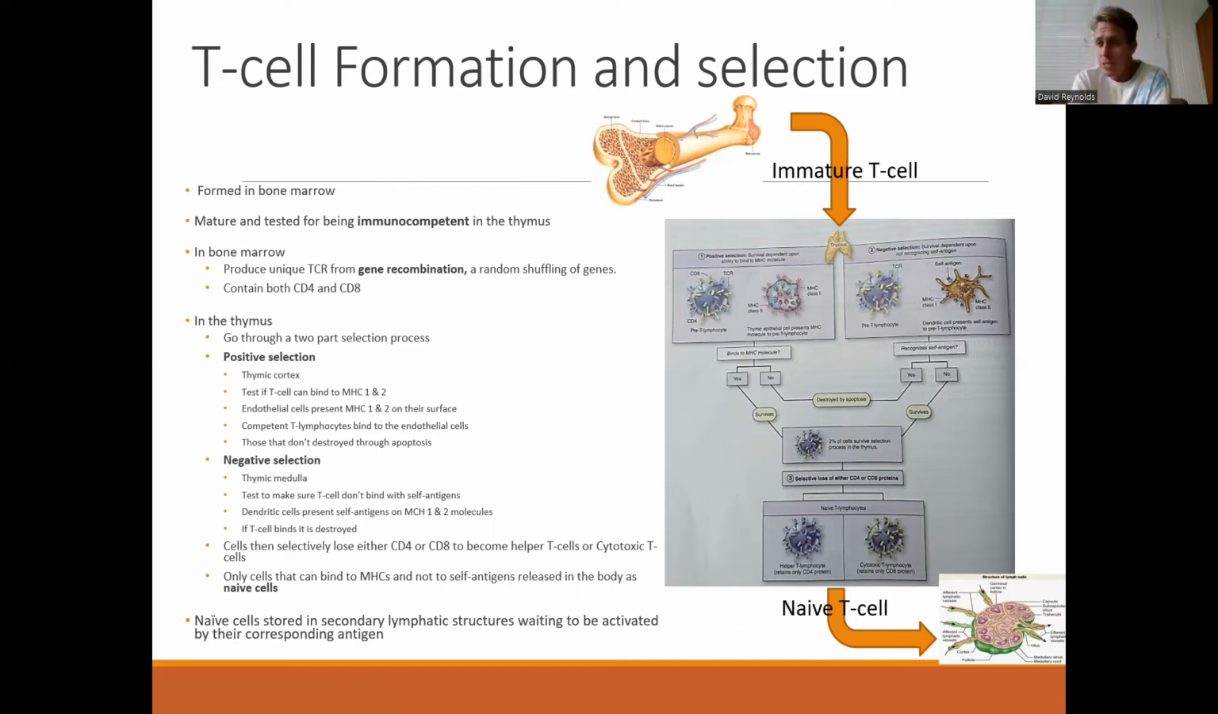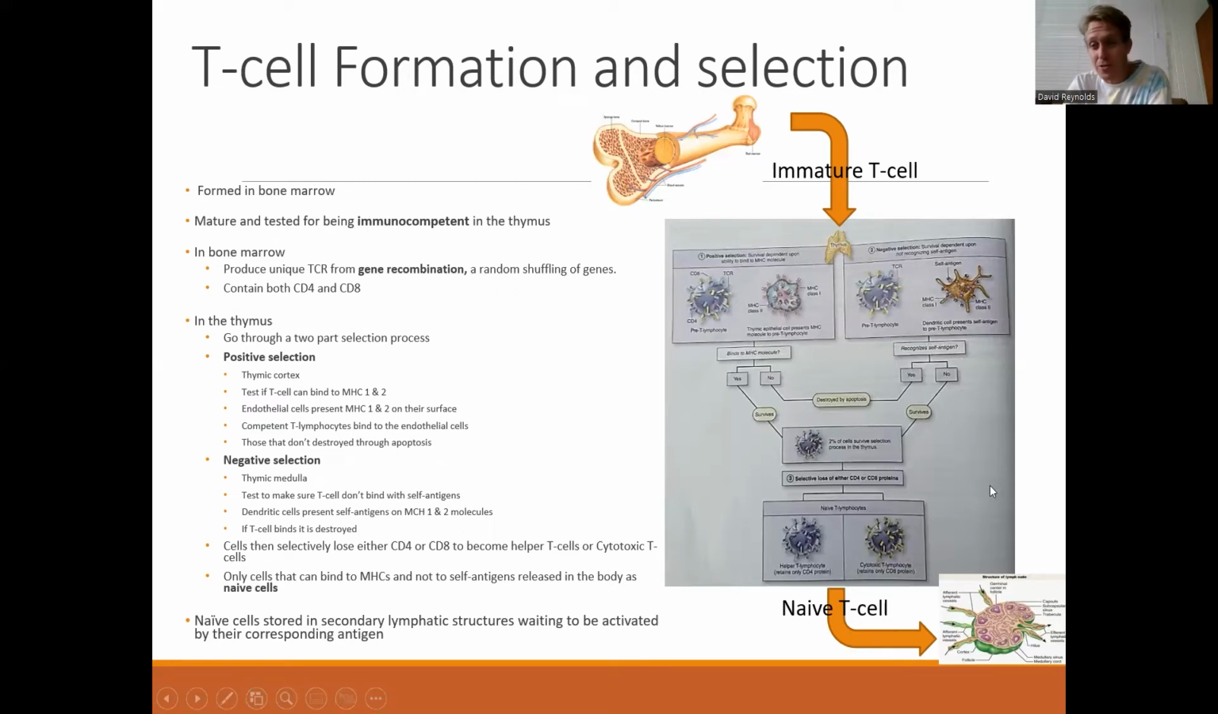Again, if you remember, T cells are made in bone marrow along with B cells. However, B cells mature in the bone marrow, while T cells migrate to the thymus where they mature. So the T cells that are released from the bone marrow are called immature T cells because they're not fully developed yet. When they get to the thymus, that's when development is going to happen. Now, I found this image in an old textbook.